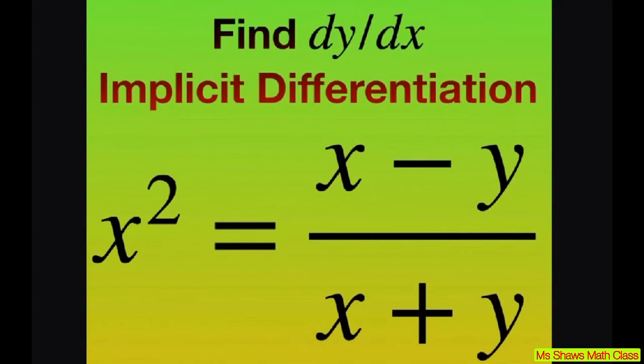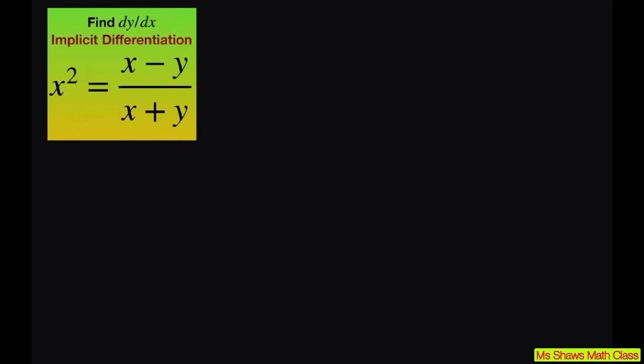Everyone, we're going to find the derivative of y with respect to x using implicit differentiation because we have to differentiate both x and y. We have x squared equals (x minus y) divided by (x plus y). To make this a little easier, there's two ways to do it. You can use the quotient rule, or we can use the product rule if we just cross multiply.